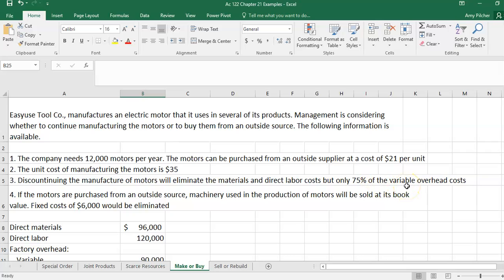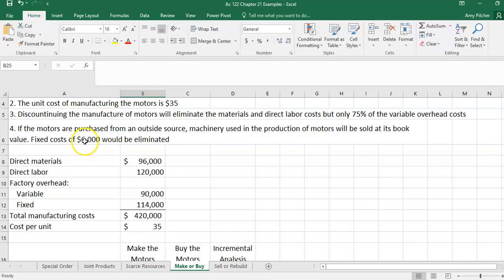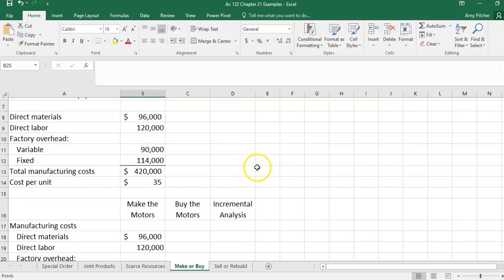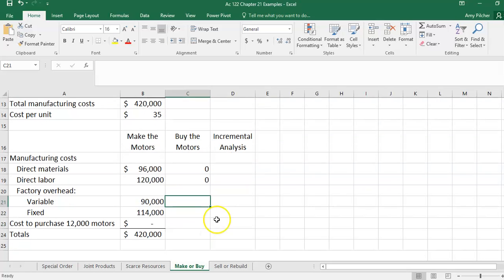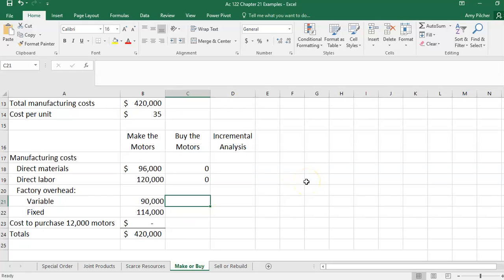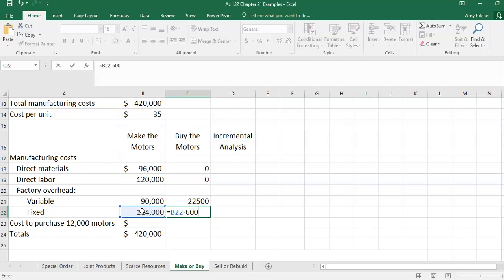If we buy the motors, it says here, we eliminate the materials and direct labor costs, but only 75% of the variable overhead costs. We're also going to eliminate $6,000 worth of fixed costs. So we have 0 direct materials, 0 direct labor. We have to have 25% of the variable costs because we can only eliminate 75% of them. So we still have 0.25 left times our variable costs. And our fixed costs, we can eliminate 6,000. So take our fixed costs minus 6,000, and that is our new fixed cost total.